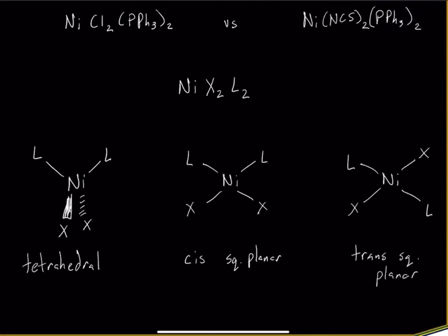Right? Are they both tetrahedral? Is one square planar and is one tetrahedral? Are they both square planar? Right? These are the questions that we need to answer in this lab. Which isomer do we have in front of us for our chloride complex and our thiocyanate complex?